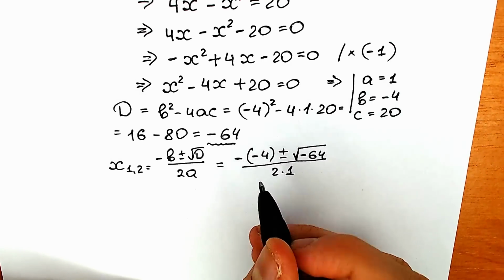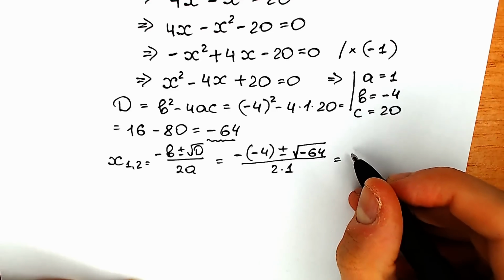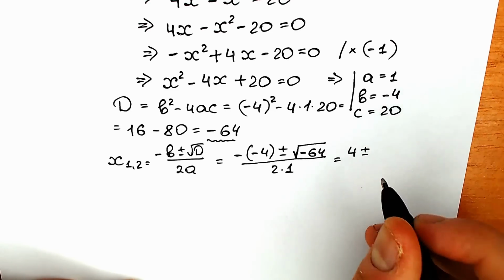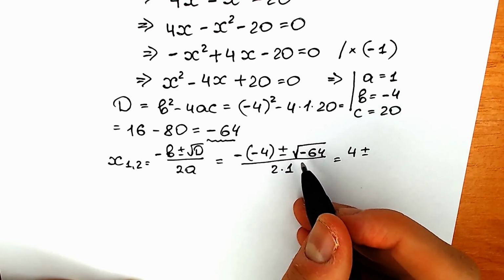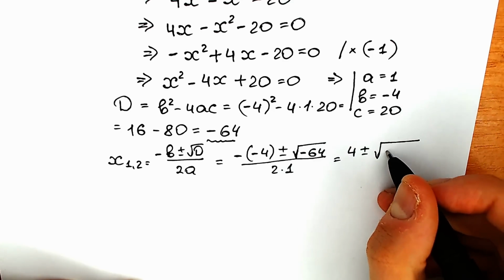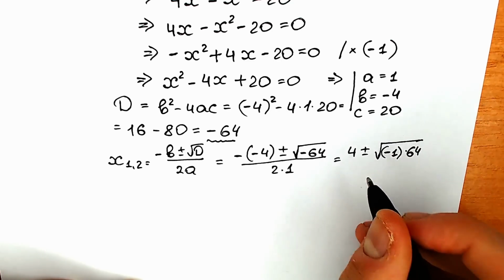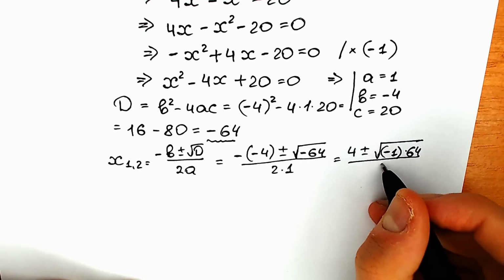First of all, minus minus is equal to plus. So as a result, we have 4 plus minus. What are we talking about? This square root of minus 64. We can easily split it, but first of all, we can easily write it as a product: minus 1 times 64, all right? And we divide all of this by 2.